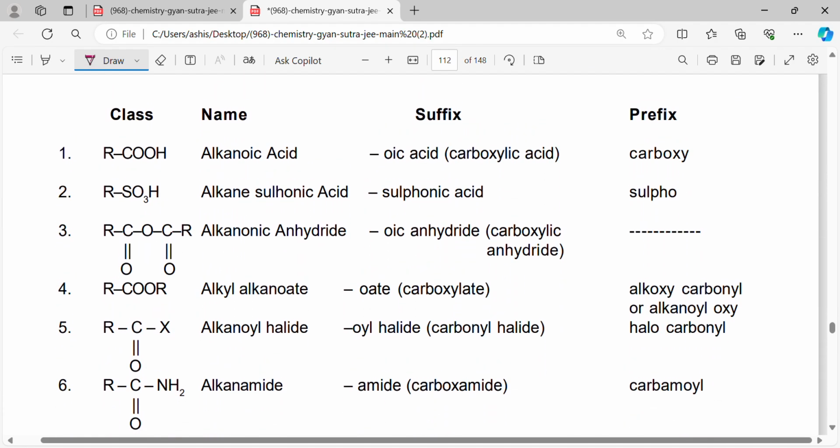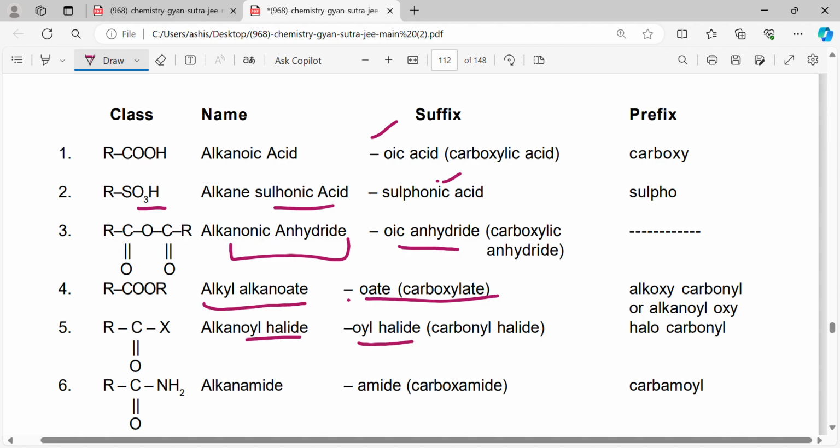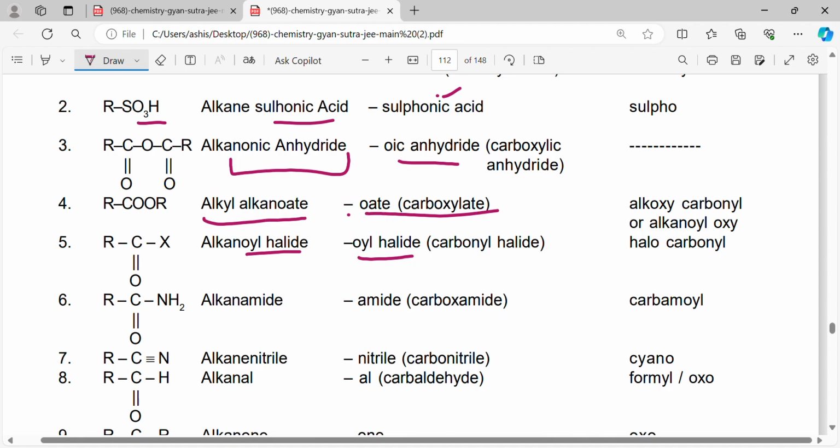The secondary suffixes of some functional groups we all know. For carboxylic acid we have to use oic acid. For sulfonic acid, SO3H group, we have to use sulfonic acid. Then anhydride is alkanoic anhydride or oic anhydride. Then for ester we use oate, like alkyl alkanoate, and alkanoyl halide, oyl halide, for acid halide. And for amide we have to use amide.